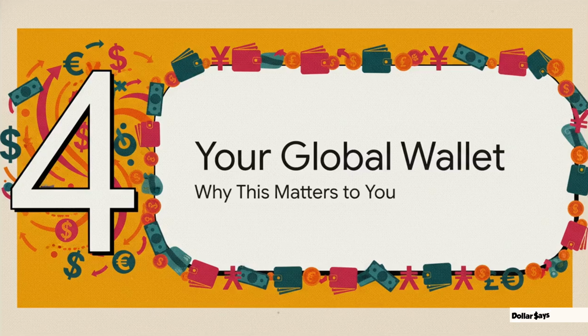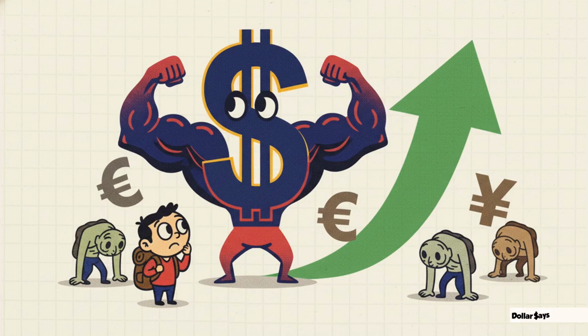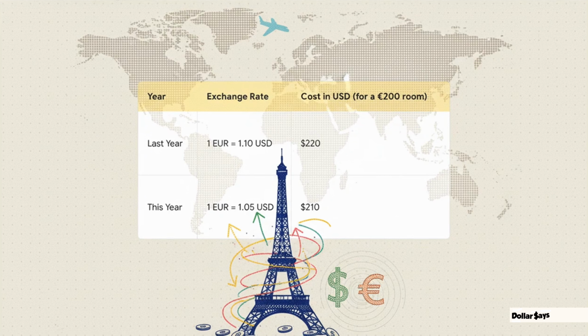Okay, so this is all fascinating on a global scale, but let's bring it back home. How do these massive invisible currency wars actually end up affecting you, me, and the money in our bank accounts? Well, let's go back to our traveler Bob. Let's imagine a year has passed, and in that time, the US dollar has gotten quite a bit stronger against other currencies. Just look at this. Last year, that 200-euro hotel room in Paris would have cost him $220 US. But this year, because the dollar is stronger, that same exact room, same view, same everything, now only costs them $210. So a stronger home currency makes your vacation cheaper.